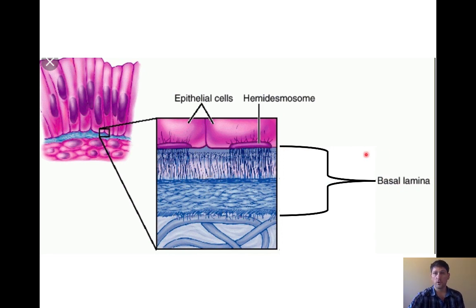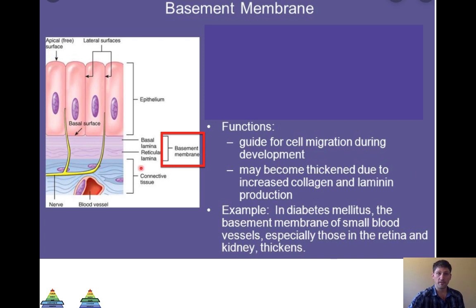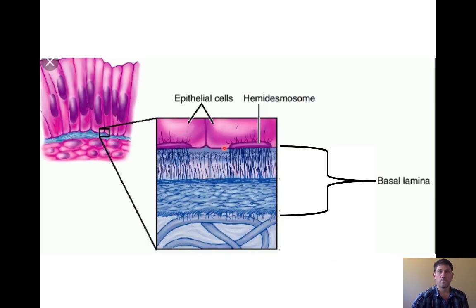Just a closer look at that basal lamina. Remember, I don't need you to know basal lamina, but the basal lamina is the top portion of the basement membrane. I wanted to just highlight the functionality of those hemidesmosomes, really integrating with that basal lamina in here, and really tightly adhering those epithelial cells so they don't pull away or separate.